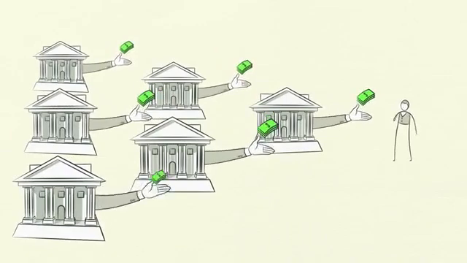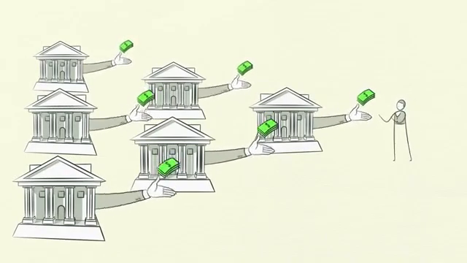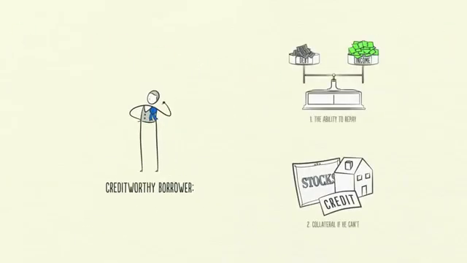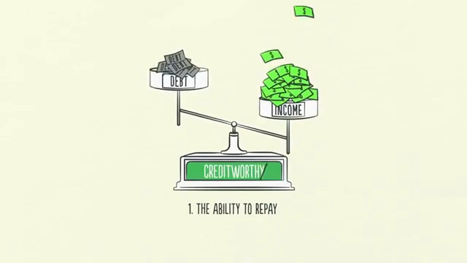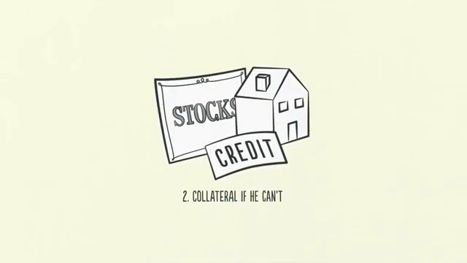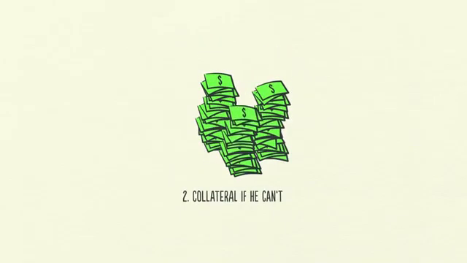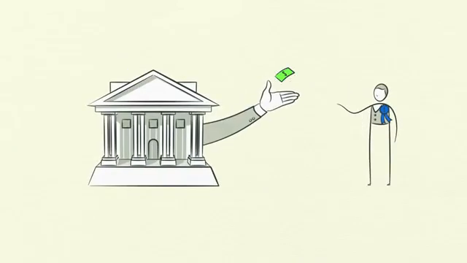When someone's income rises, it makes lenders more willing to lend him money because now he's more worthy of credit. A credit-worthy borrower has two things: the ability to repay and collateral. Having a lot of income in relation to his debt gives him the ability to repay. In the event that he can't repay, he has valuable assets to use as collateral that can be sold. This makes lenders feel comfortable lending him money.